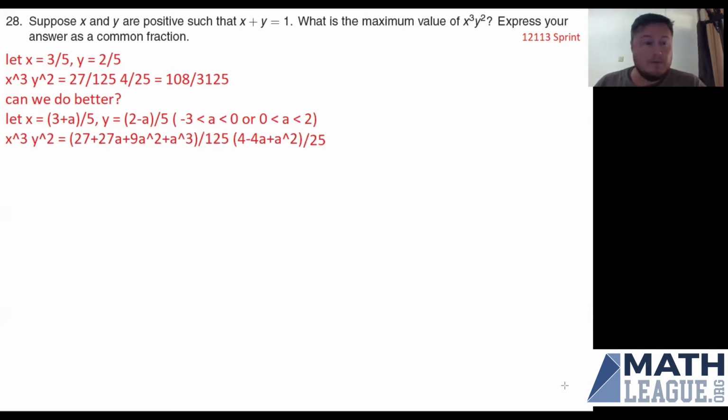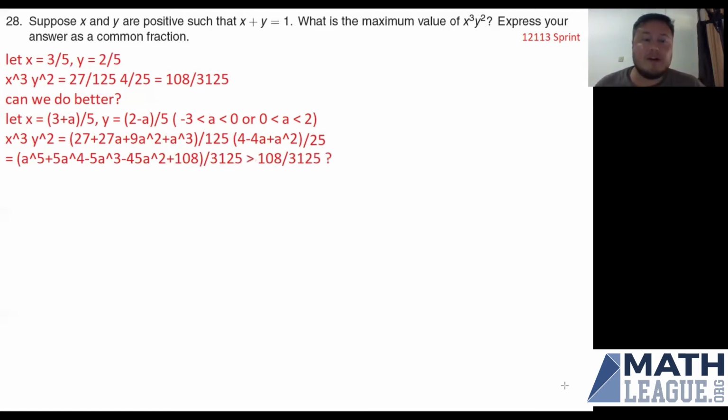what does that give us? Well, it gives us this: x squared times y cubed equals, and you can multiply this out to verify it on your own. We get this monstrosity here. We've got a cubic polynomial over 125, that's your x cubed portion. We have a quadratic polynomial over 25, that's your y squared portion. Now, what we want to do is go ahead and multiply those out, and we get something that looks like this. Now we have a 5th degree polynomial all over 3125. That's what we get when we plug in (3 plus a) over 5 and (2 minus a) over 5 for x and y. Remember, the question was, can we do better than 108 over 3125?